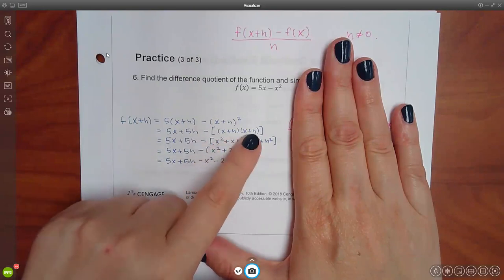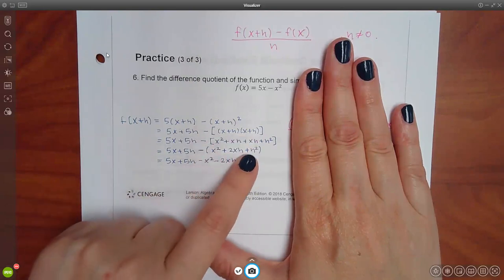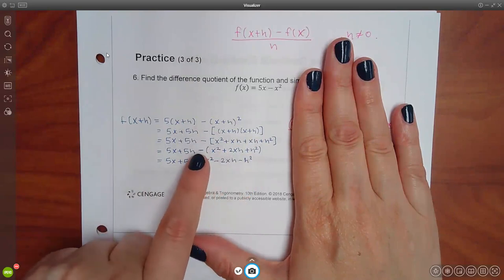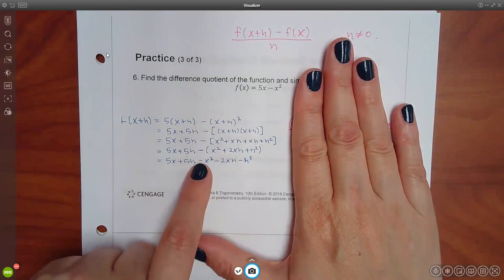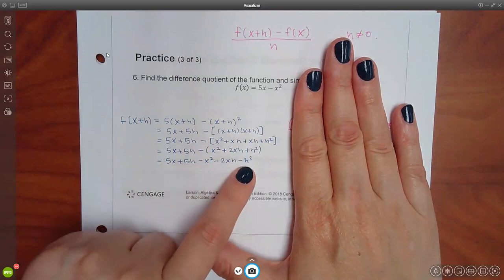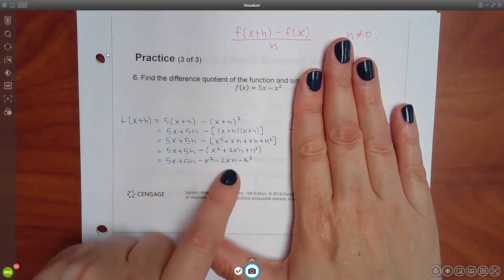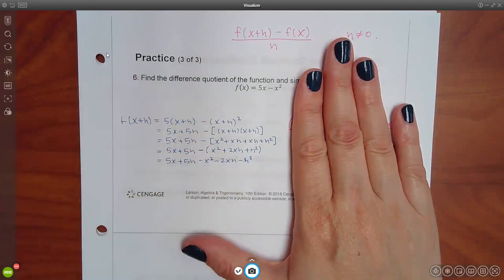So I went ahead and I FOILed all this just to see what I would get, but then I remembered I need to subtract all of that, right? So then that's why all these little signs change, okay? So of course, if this was not right, then the rest of it's not going to be good, right?